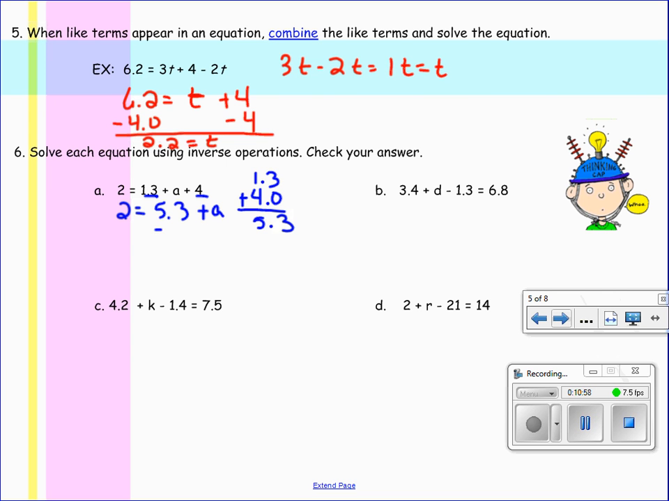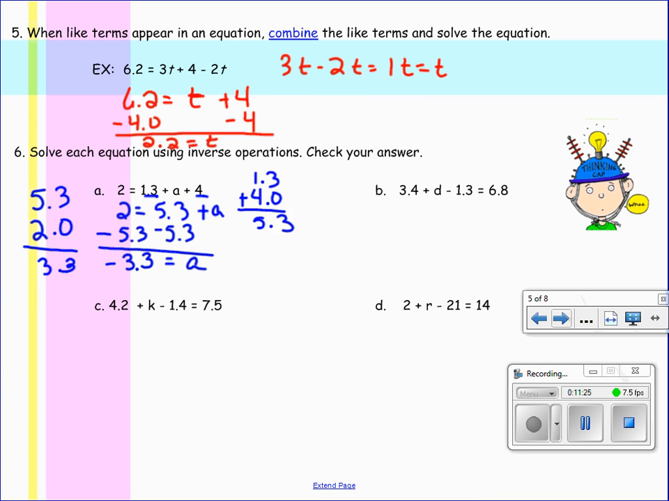Now we're going to subtract 5 3/10 from each side of the equation. If you need to again go out to the side, you can. Notice that they're different signs, so you'll subtract. Your answer here will be negative 3 3/10 because you took 2 and subtracted 5 3/10, and that will equal A.